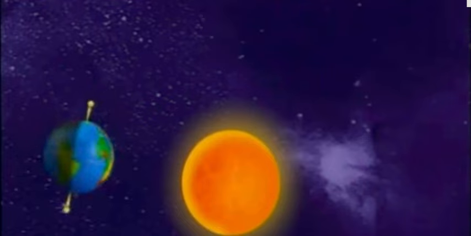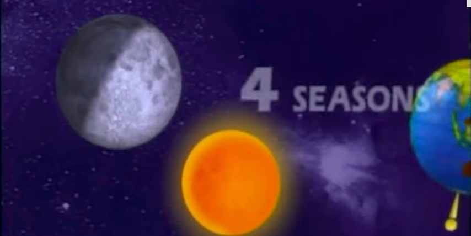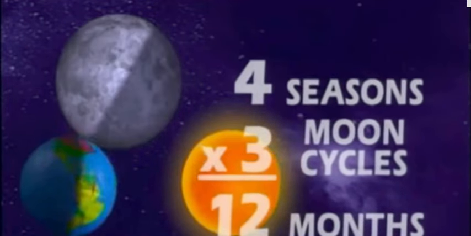Ancient cultures noticed that with each season change, the moon went through its phases three times. So with four noticeable season changes multiplied by three moon cycles, they came up with 12 months, 1 year, and we still use them. Not that bad.